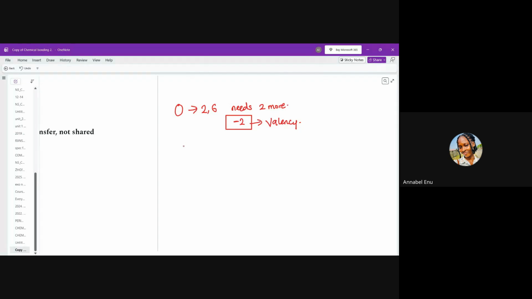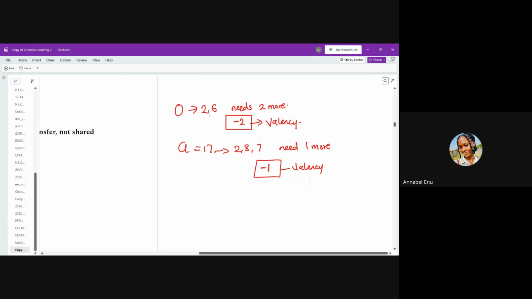Now, we can do the same for every other element. So for example, chlorine. Chlorine is 17, and so the configuration is 2, 8, 7. So chlorine needs 1 more to be stable. Because it needs 1 more to be stable, if it gets that 1 more, it means it is accepting 1, and acceptance means negative sign. So this is the valency of chlorine. We can do likewise for every other element.